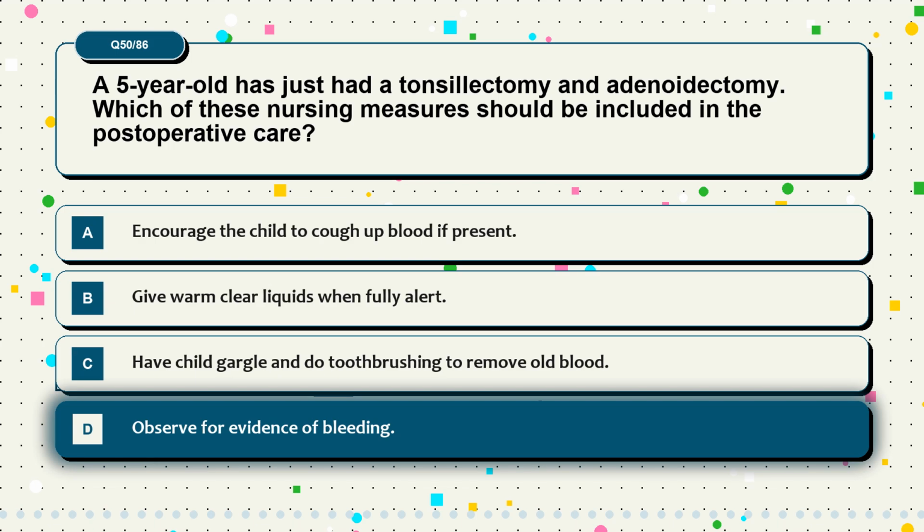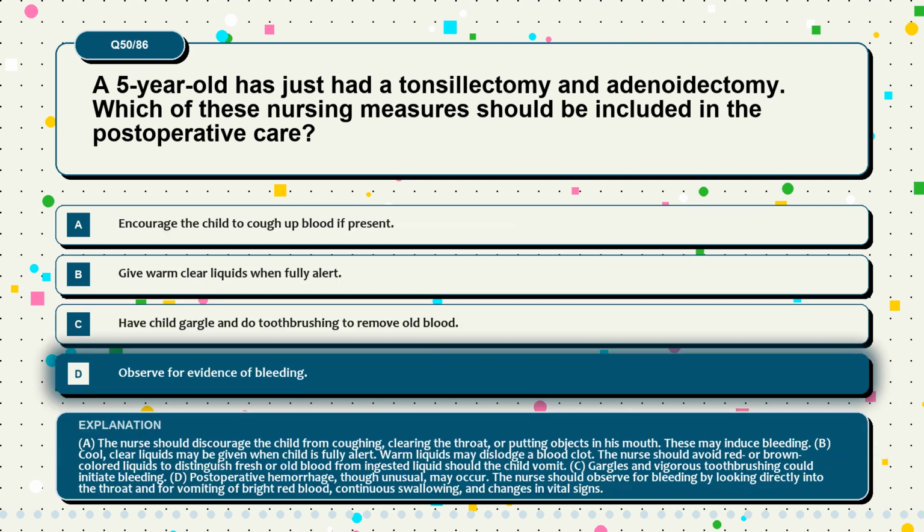The correct answer is option D. Observe for evidence of bleeding. The nurse should discourage the child from coughing, clearing the throat, or putting objects in his mouth. These may induce bleeding. Cool, clear liquids may be given when the child is fully alert. Warm liquids may dislodge a blood clot.